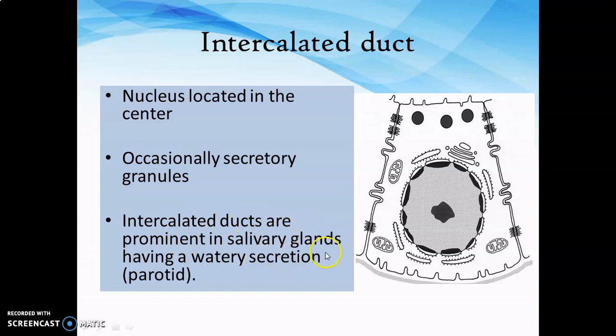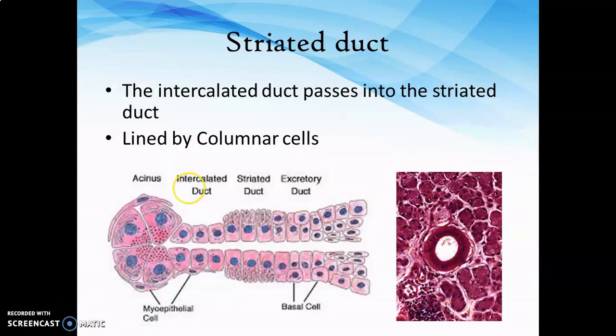Intercalated ducts are prominent in salivary glands having watery secretion, that is serous secretion. For example, in parotid gland, intercalated ducts will be more prominent. The intercalated duct passes their secretions into striated duct. You can see here the striated ducts are larger in diameter when compared to the intercalated duct. Intercalated duct is lined by the cuboidal cells, but the striated ducts are lined by tall columnar cells.